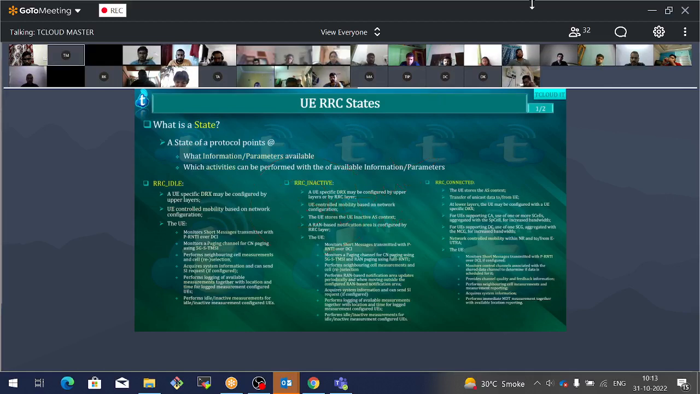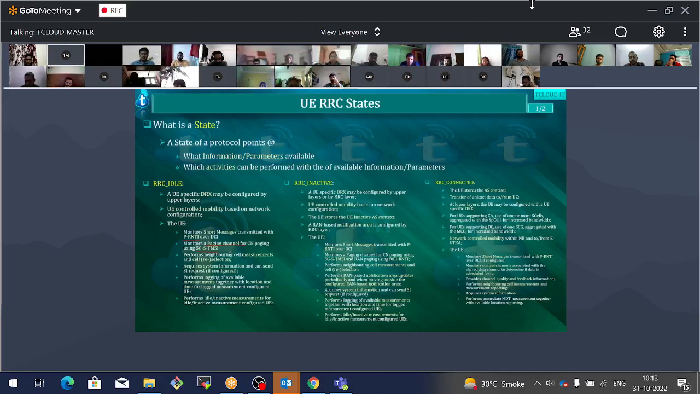So the mobile would be monitoring this paging channel with two different RNTIs, 5G-S-TMSI and P-RNTI. If it is P-RNTI, that means your radio network is trying to send something to you in the form of something called short messages. What is it? I'll explain in some time.